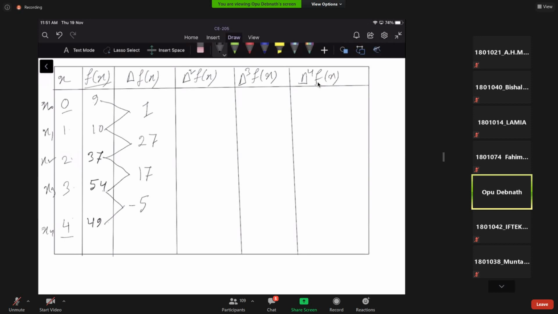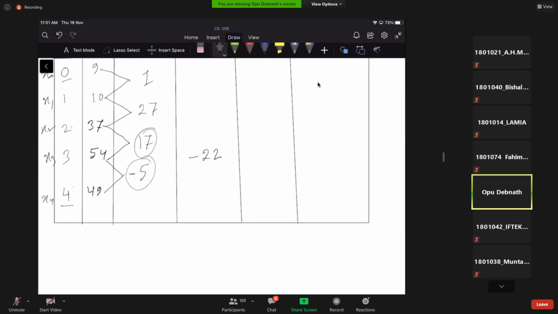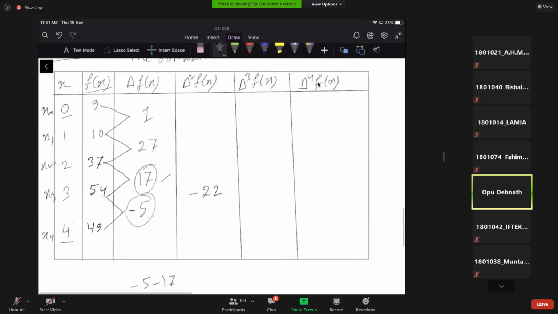Again for second difference, minus 5 minus 17. That means this will be minus 22. Another important thing, you need to always be careful about the symbols. This is simply the subtraction from one number to another number, but students often make mistakes. That means these elements minus these elements. So what will be minus 5 minus 17? That means minus 22. Again for these two, 17 minus 27. This will be minus 10. 27 minus 1. That means 26.